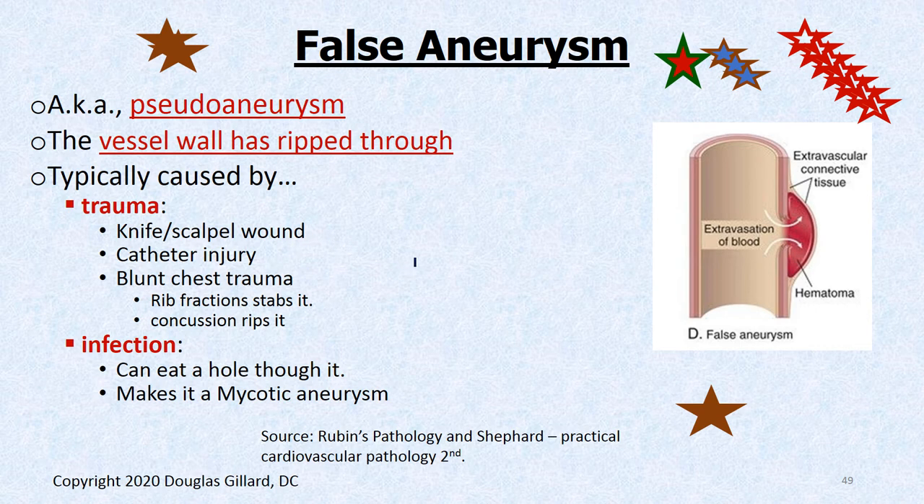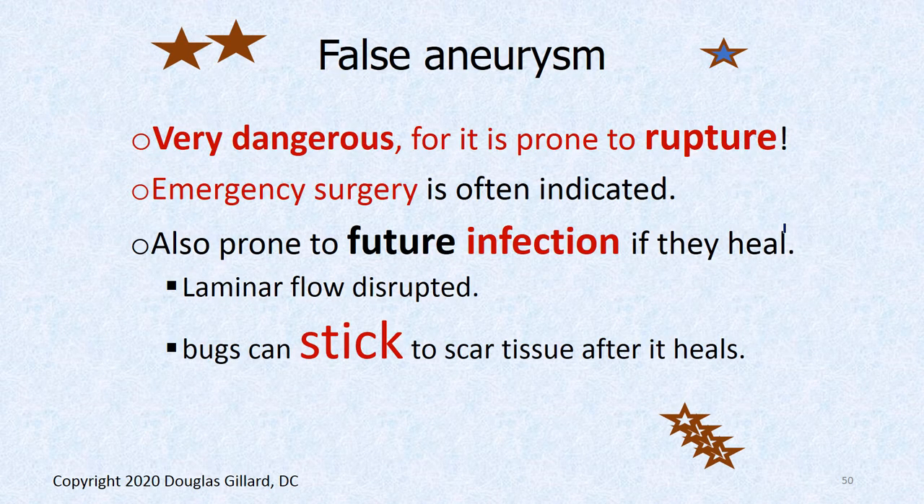hitting your chest really hard against the steering wheel can cause a concussion injury enough to rip through the tunics. You could have been stabbed by a knife or something. A rib fracture in that same accident could poke the blood vessel. An infection can eat a hole in that, therefore it'd be called the mycotic aneurysm. Very dangerous, right? Because it's prone to rupture.